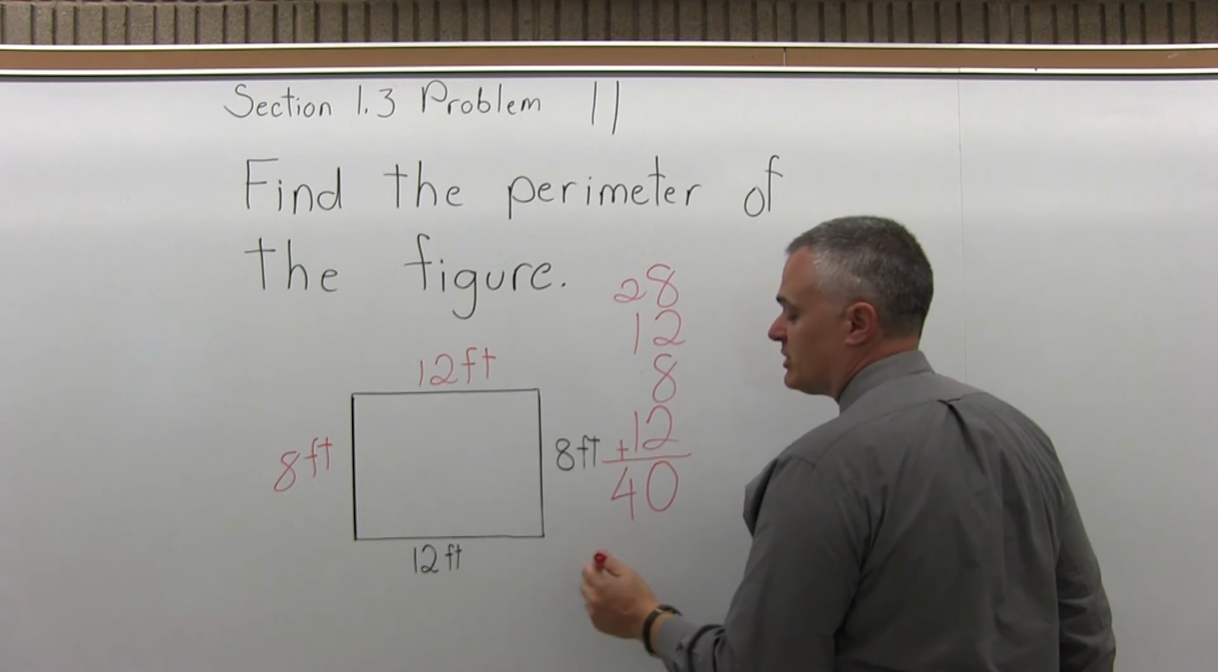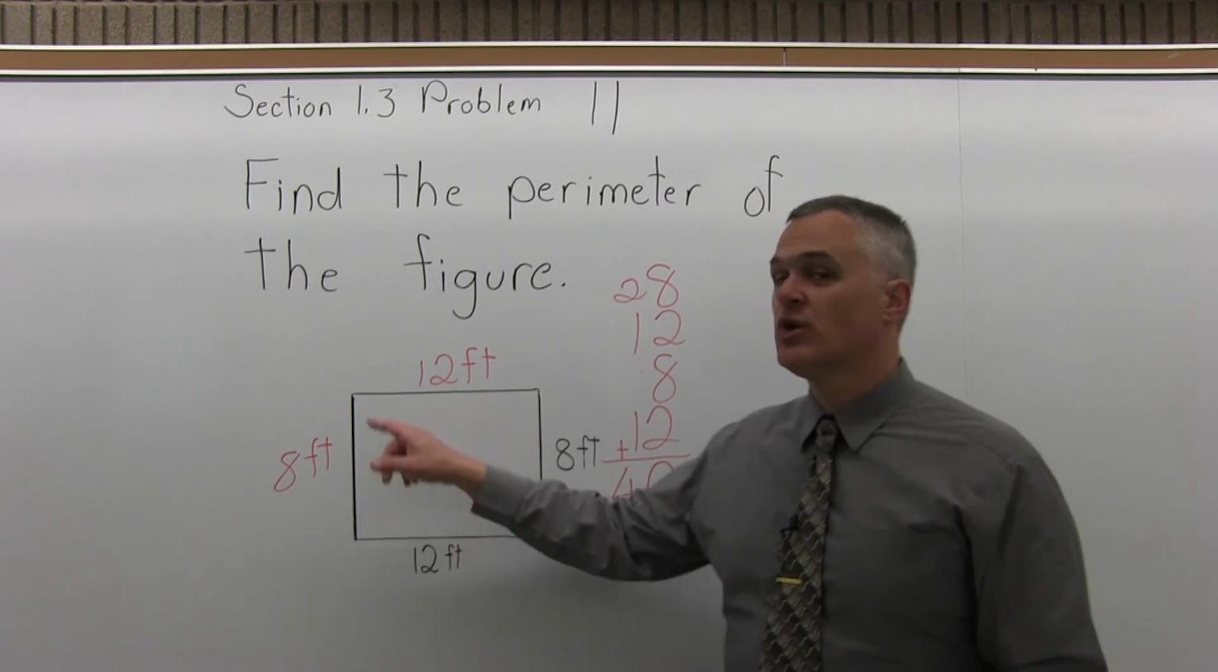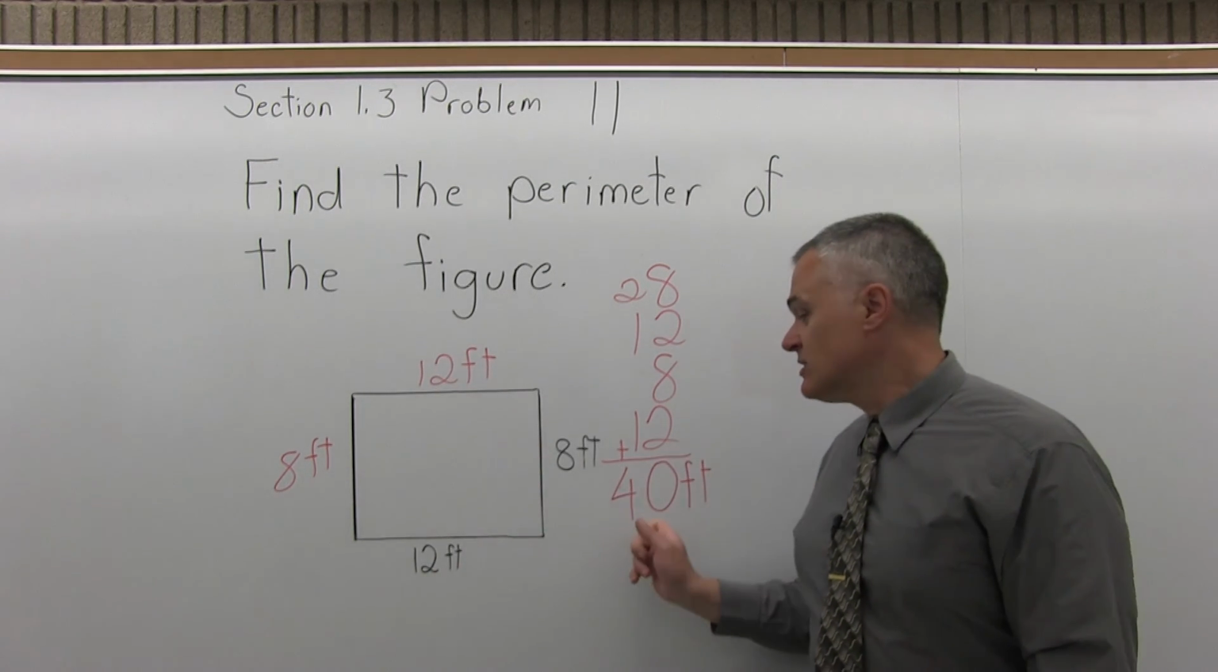And because my units of measure are feet, we can call that 40 feet. The perimeter, or distance all the way around this rectangle, is 40 feet.